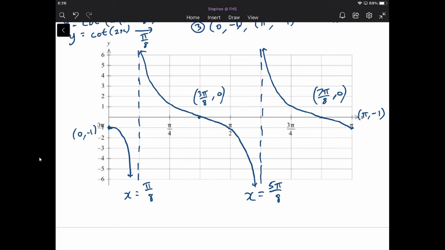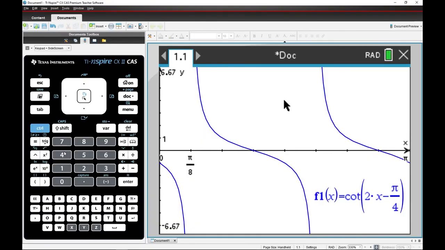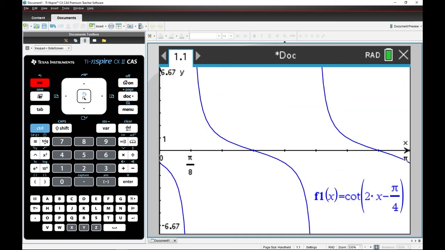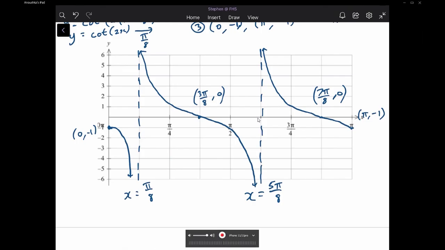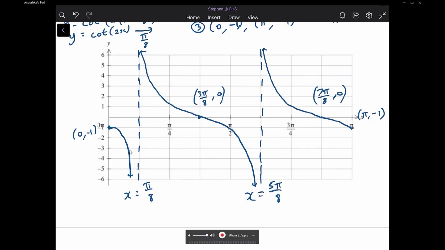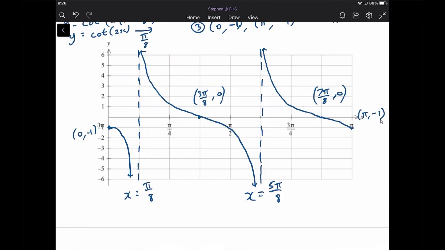So before we end this, let's just quickly have a look at the calculator. I've actually drawn this on the calculator as well. So here is the graph of cot of 2x minus pi on 4, and basically you can see it's the same thing as what we had on here as well. So you've got this small part here, which is down there. You've got this full cycle between pi on 8 and 5 pi on 8. Then you've got this sort of 3/4 of a cycle on the end.